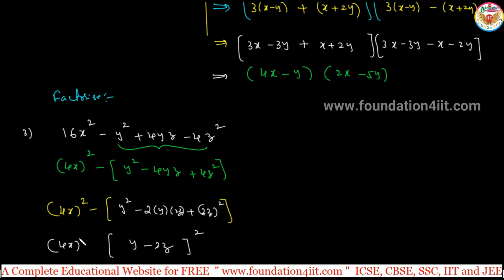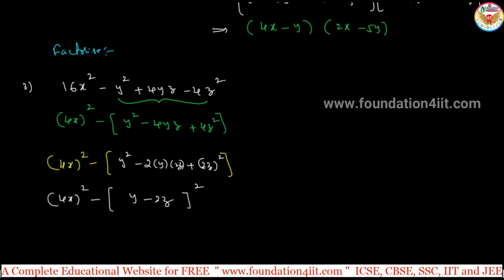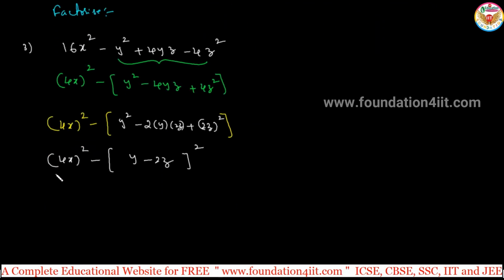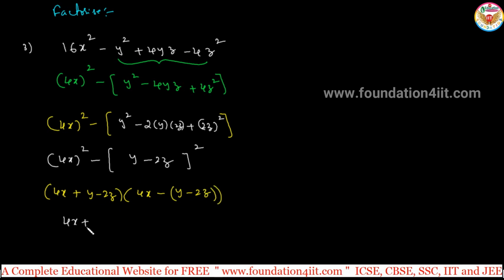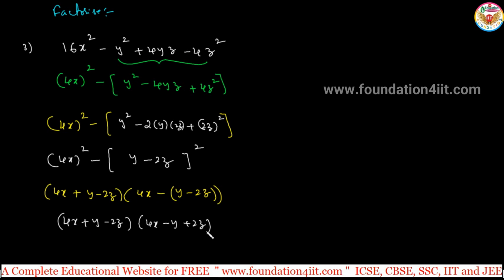Here is 4x whole square. Right. Now we can apply the a square minus b square formula straight away for this: first term plus second one, first one minus second one. So 4x plus y minus 2z, again 4x minus y minus 2z, but maintain the bracket because of the negative sign here. Now we can simplify, and that's the answer: 4x plus y minus 2z, again 4x minus y plus 2z, right?